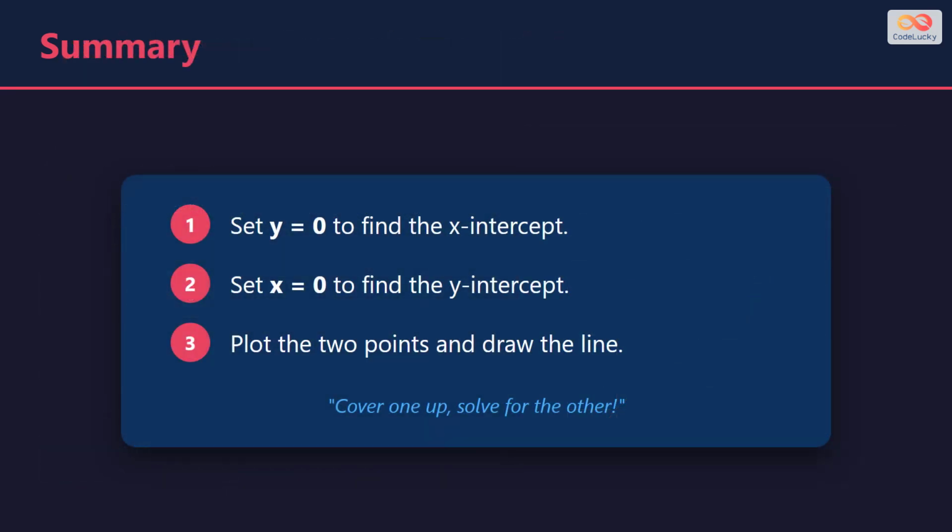To summarize the intercept method, first, set y to 0 to find x. Second, set x to 0 to find y. Finally, plot your 2 intercepts and connect them. It is sometimes called the cover-up method because you can literally cover up one term with your finger to solve for the other.